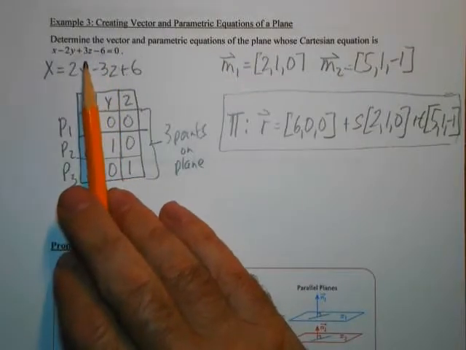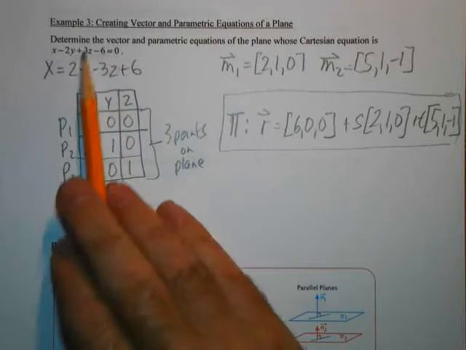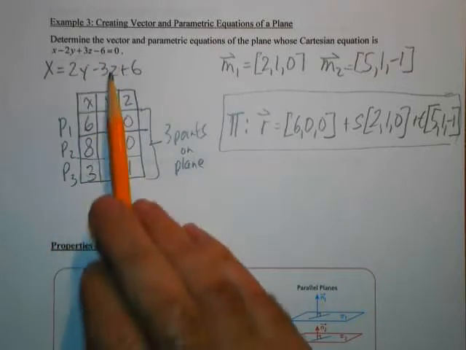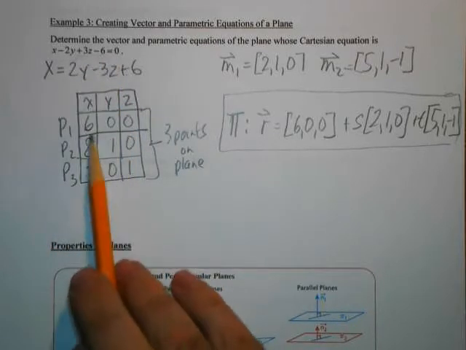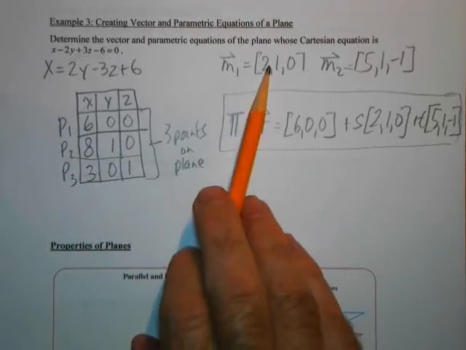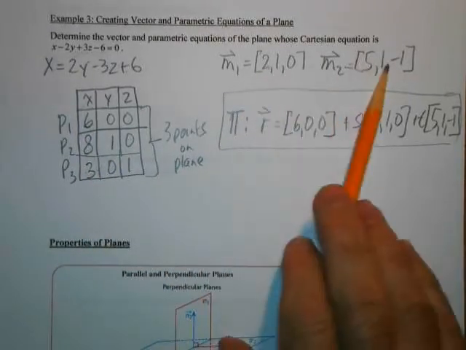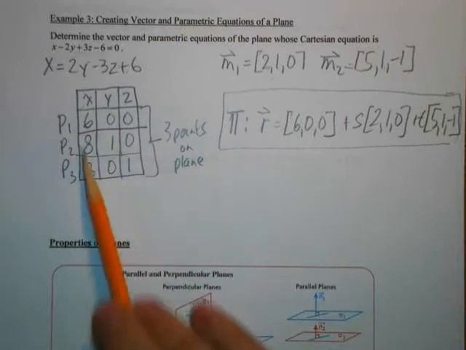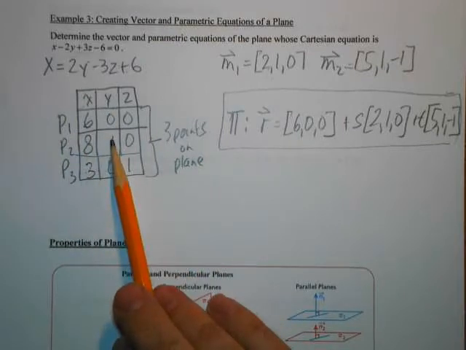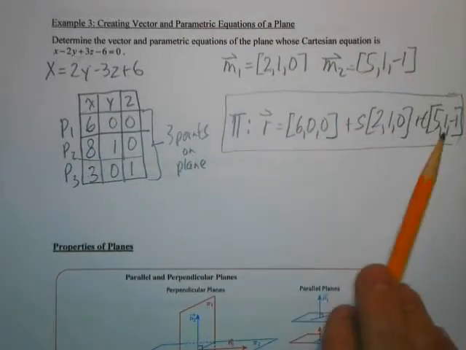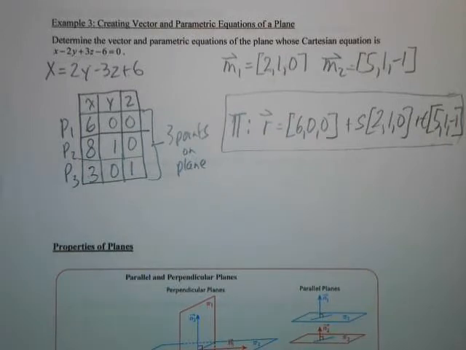So that's how you go in the opposite direction. If you're given the Cartesian equation, find 3 points through whatever method you can use. Once you've got those 3 points, create 2 direction vectors, and then directly from there you've got everything you need. Take one of these points to have your position vector and both of these with scalar multiples, and you're done. Okay. All right.